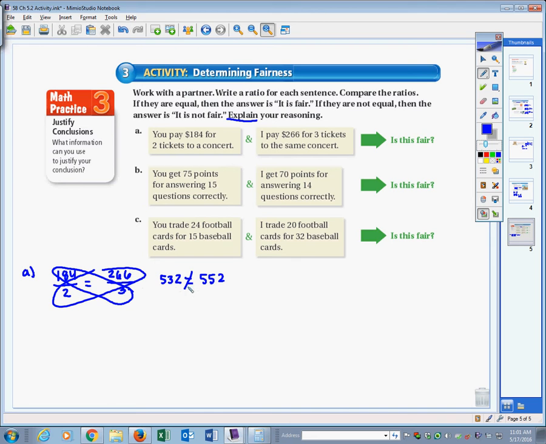No, it is not. You're going to end up paying more per ticket when you do 2 times 266 than if you bought 3 times 184 than if you bought 2 for 266. It's not fair. So you guys go ahead and set up your problems for B and C and see if they are fair and explain your reasoning. Go ahead and pause the tape now and work on B and C. When you're done, we'll restart the tape and check your work.